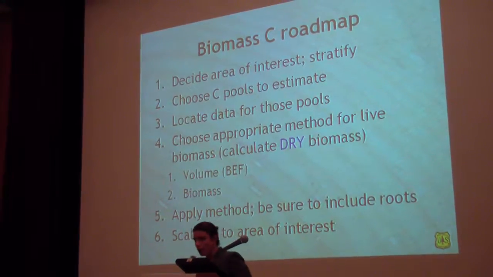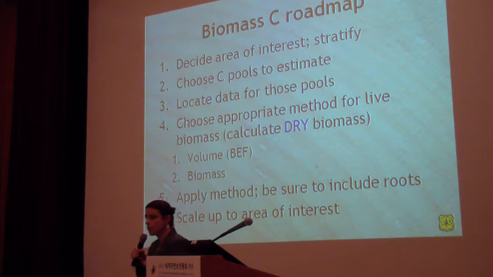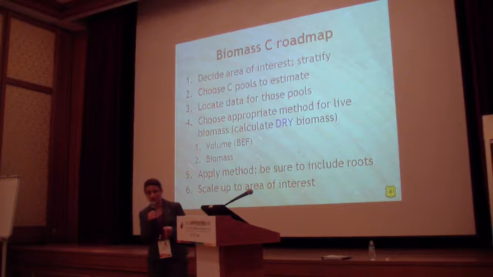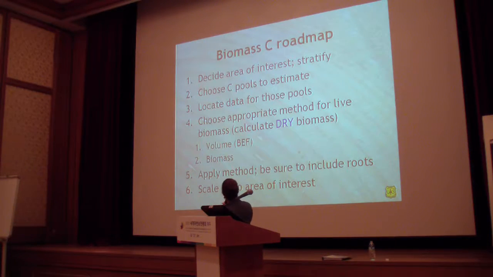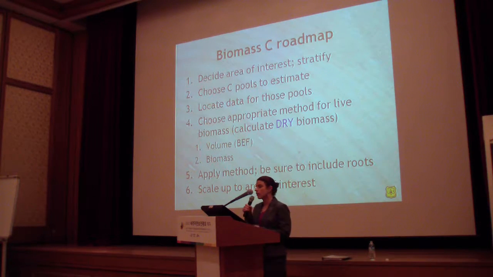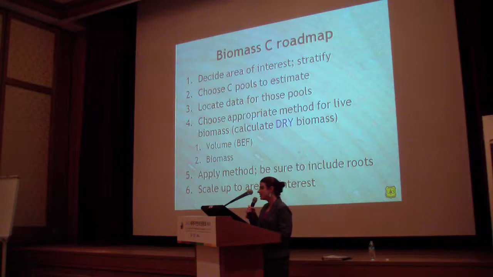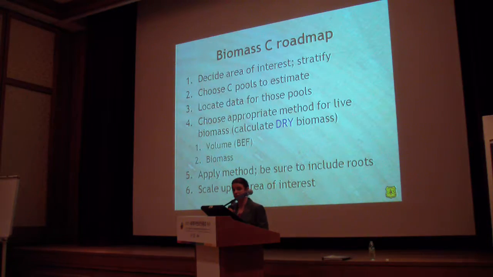So this is the roadmap for live biomass, because that's mostly what we've been talking about today. It's a pretty straightforward roadmap. You're going to pick your area of interest, because this approach will work no matter what your spatial scale is. You're going to pick your carbon pools to estimate. Right now we're talking about biomass, but these steps would apply for any pool. Locate the data. If you're lucky enough to have any data; probably you're going to have to inventory. Then you're going to pick your method.